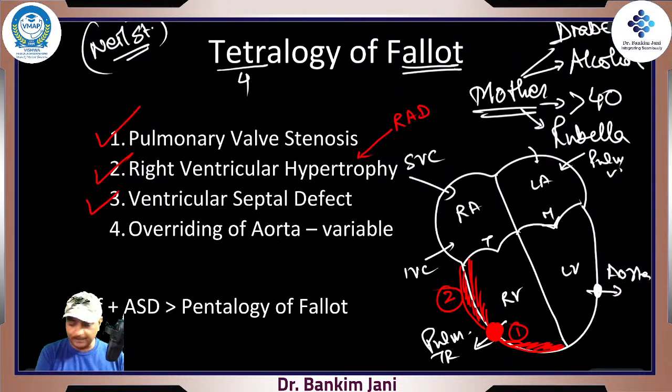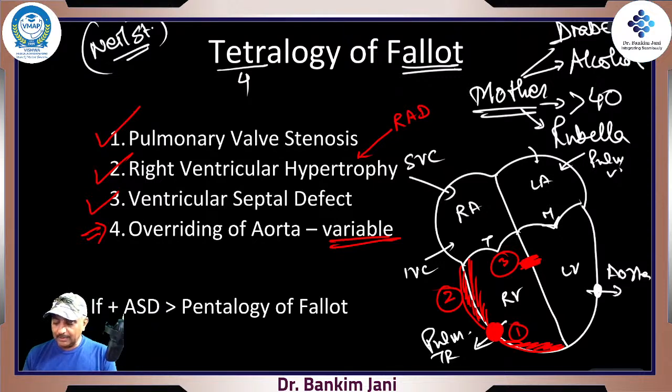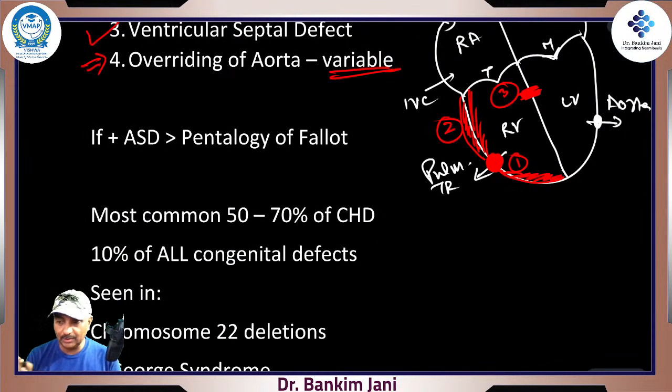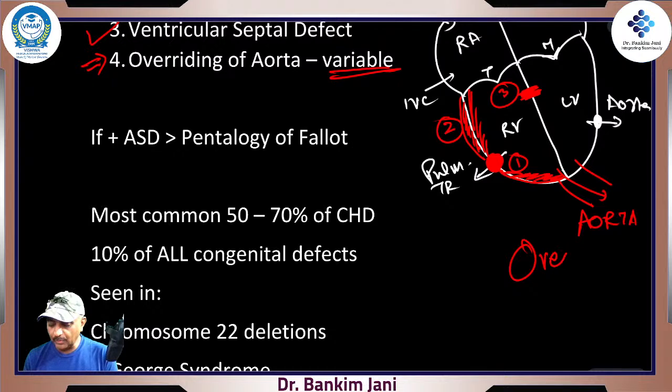Third one, ventricular septal defect. Here it is, this is the ventricular septum, so this is VSD. And overriding of aorta. This is variable, but overriding of aorta. To understand it, draw the aorta like this, like this, like this, and name it aorta. What exactly is overriding? Give me a minute, and we'll come to that. So mark it over here.